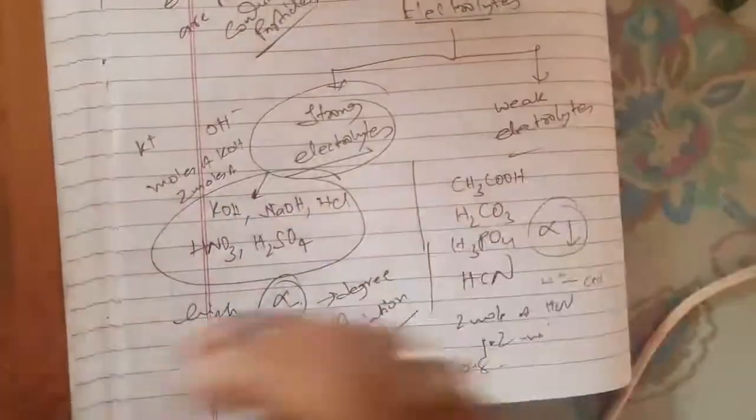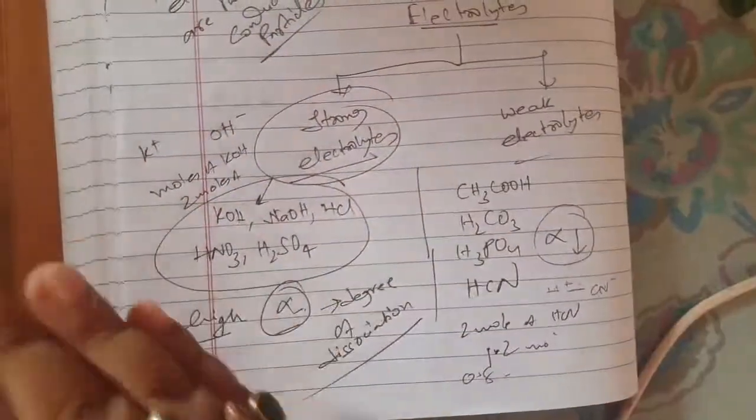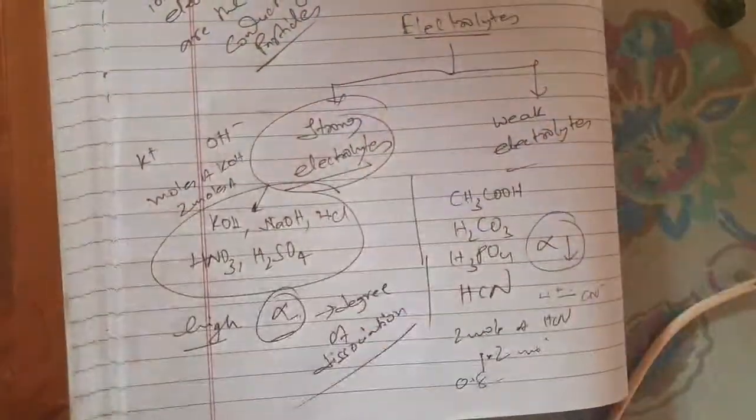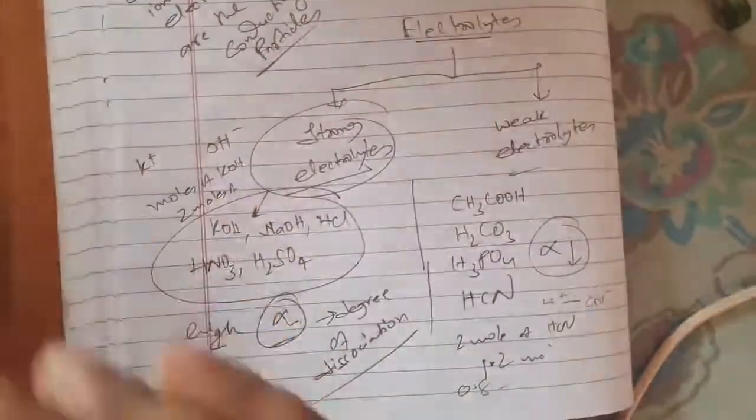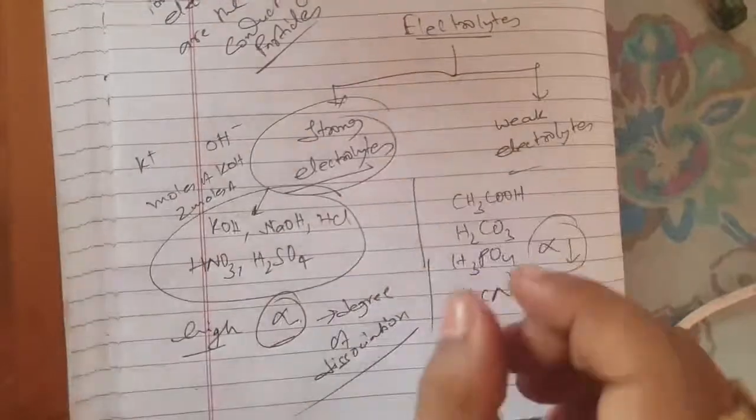Okay, all the molecules are not dissociated. So that is the difference between a strong electrolyte and a weak electrolyte, and that is what is meant when they say that it completely dissociates, or it incompletely dissociates.